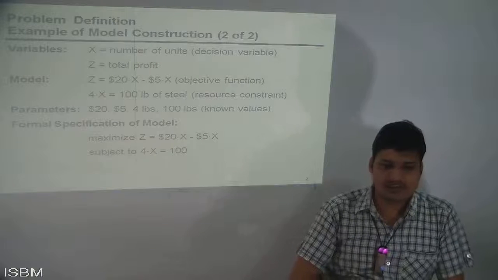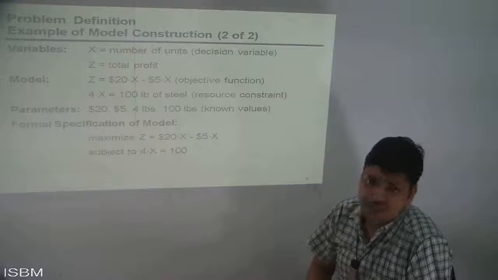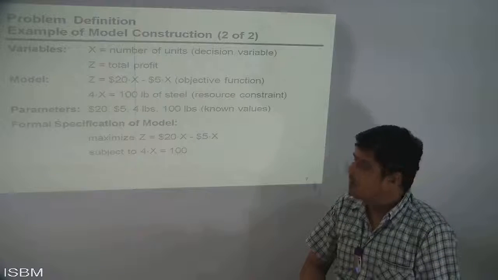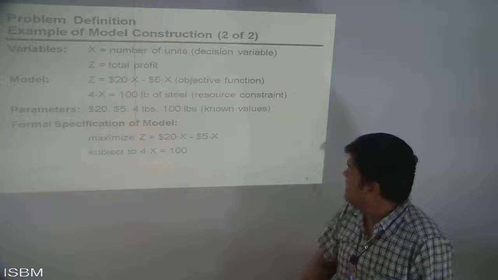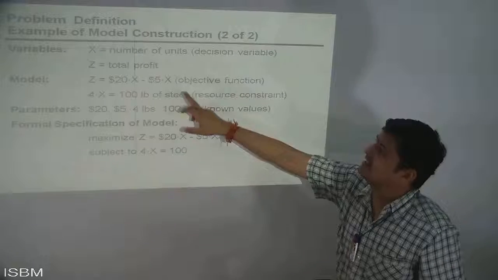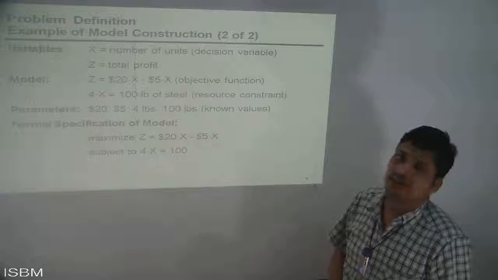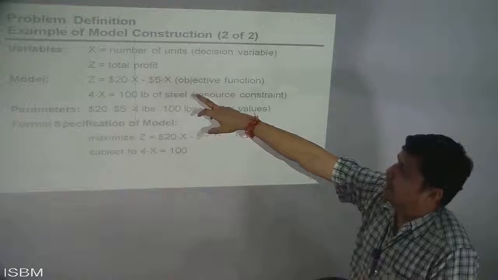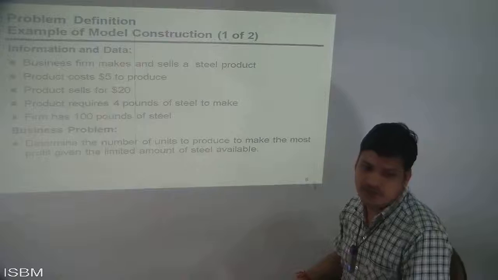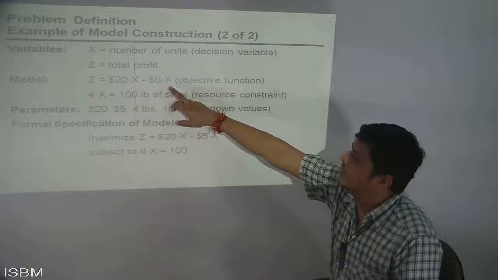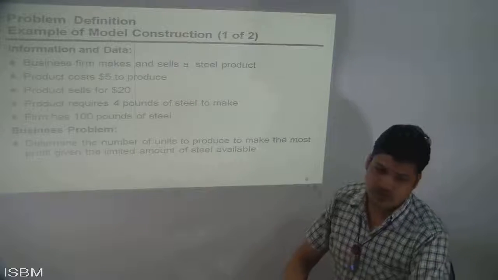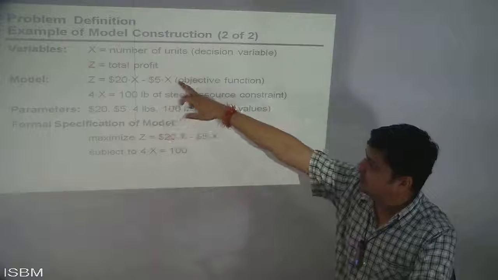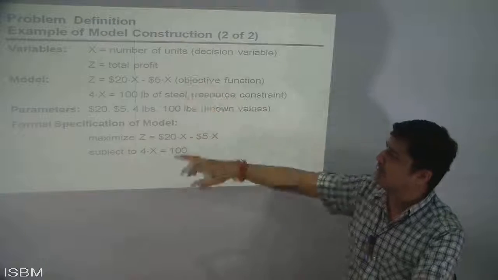You can see in the example, x is the number of units, which is the decision variable. Z is the total profit. In the model, we have seen $20 for the sales price minus $5, the product cost. So Z is the profit, and the goal is to maximize the profit.